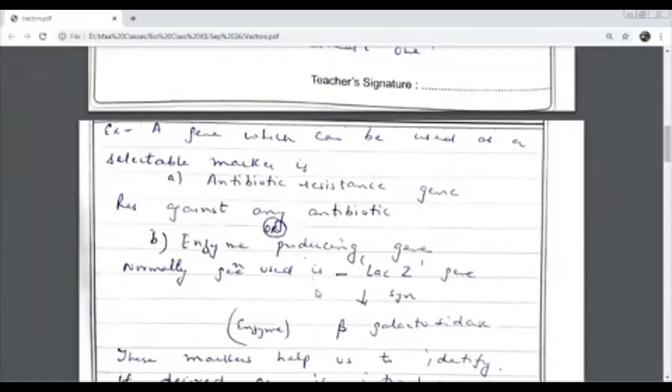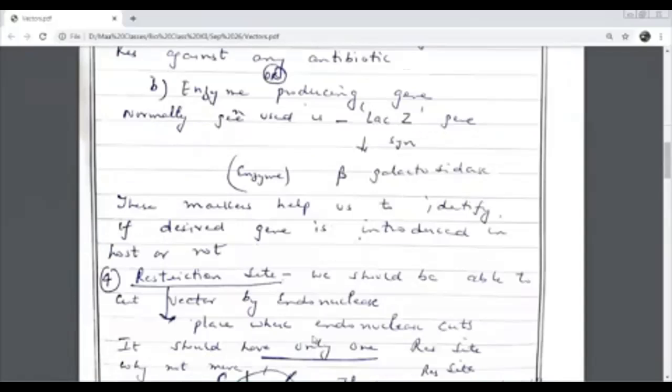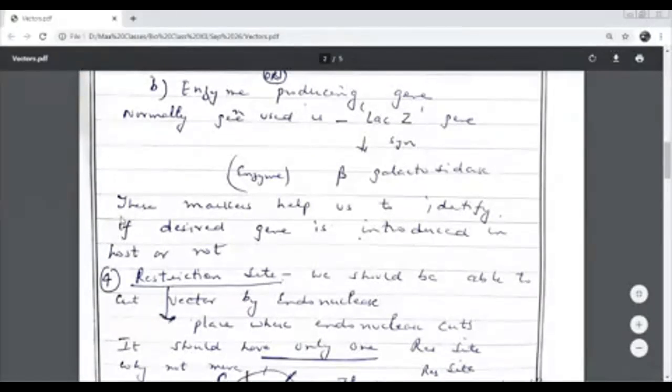Normally in biotechnology, we use this gene. What is the name of this gene? Yes, the name of the gene is LAC-Z gene. This will synthesize beta galactosidase. Which enzyme does it produce? Beta galactosidase. So what is the function of the markers? They help to identify if the desired gene is introduced into the host or not.